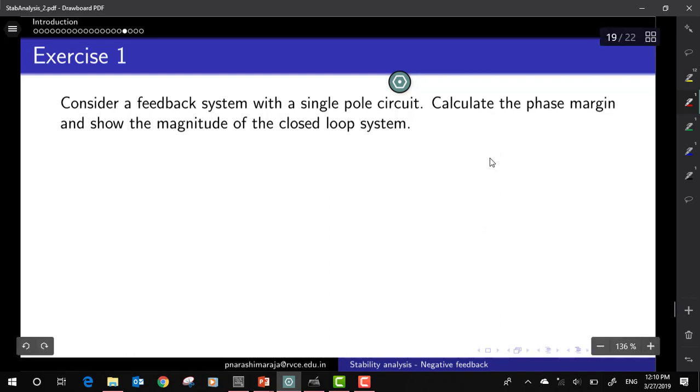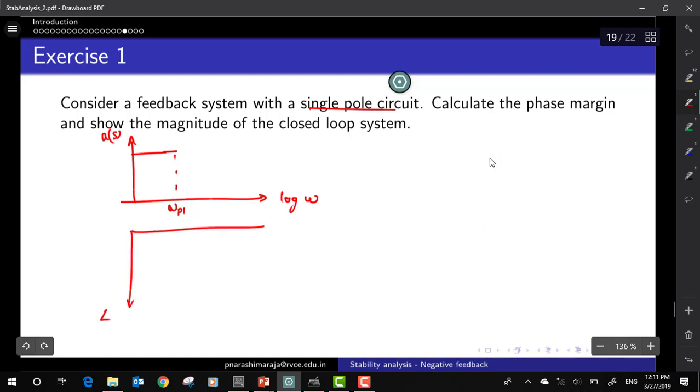Let us take a simple first order system. This is my A of s, and there is a single pole, which I label omega p1, on the logarithmic scale of omega. I just want to plot the phase value. At this particular frequency, what would be the phase value? It is minus 45 degrees. After a while the magnitude goes down with a decaying factor of minus 20 dB per decade.